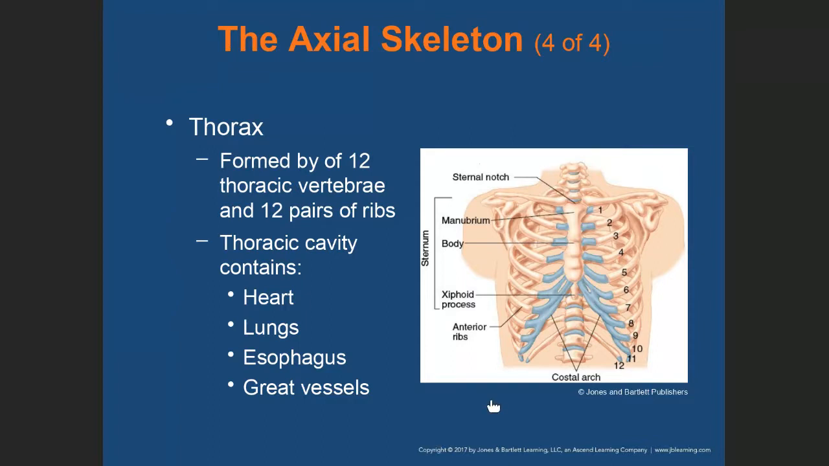And that's your axial skeleton. The axial skeleton is comprised of the skull, the spinal column, and the thorax, right? The skull protects the brain, the spinal column protects the spinal cord, the thorax or rib cage protects the heart, lungs, major blood vessels, and other important structures located in that region.